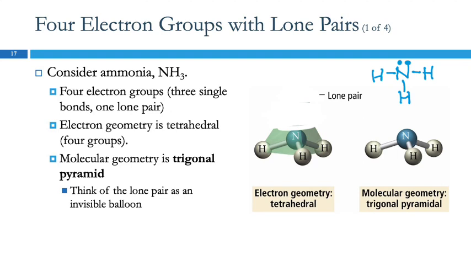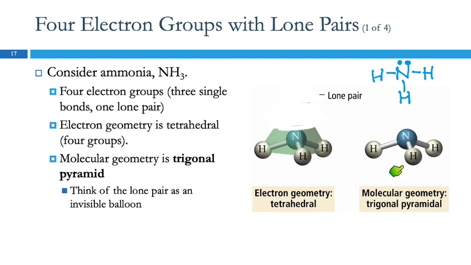And when we're looking at molecular geometry, electrons are too small to see. Atoms are too, but relatively speaking, we're just looking at the atoms. And so we need a name for this thing. It's a triangle, but it's not flat. So this is called a trigonal pyramid, because it's not flat.